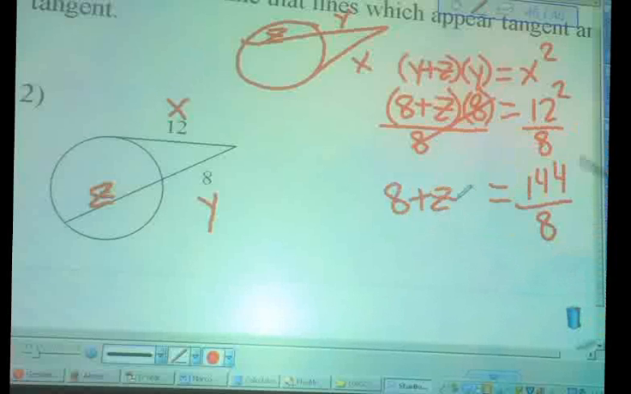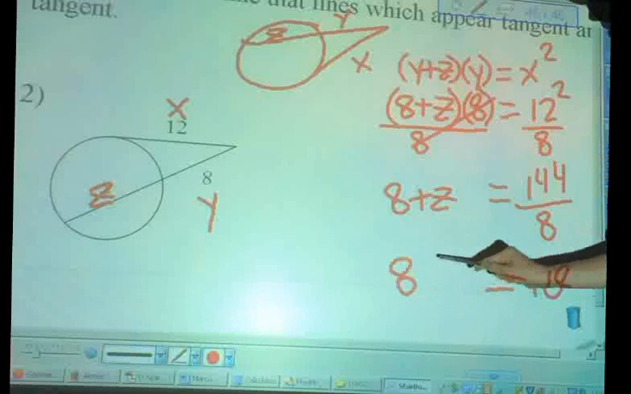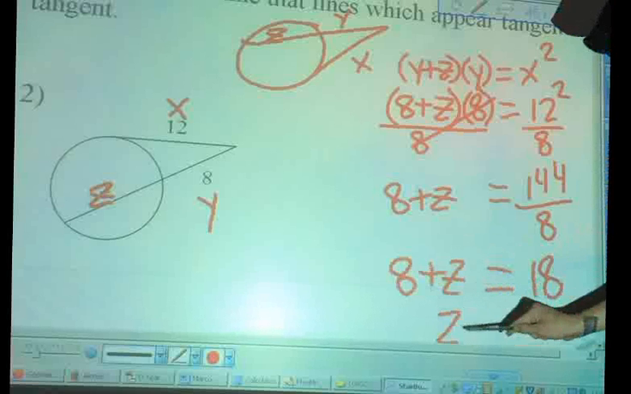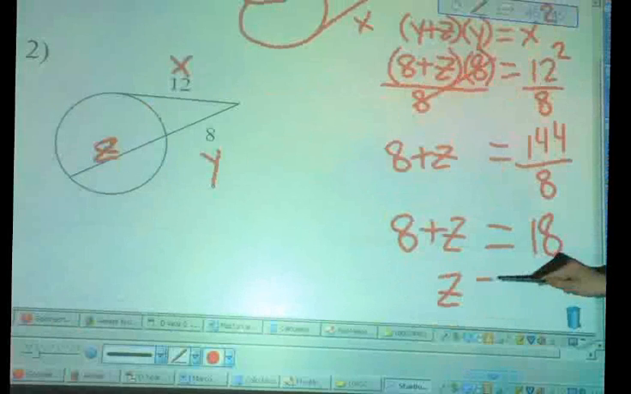So 144 divided by 8, that's half of 144. That gives me, I believe it's going to be 36, right? Or is it 18? Because we get 18, right? Yeah, 18. So you got to cut it in half 3 times. That's really what dividing by 8 means. Chop this number in half 3 times, right? So we get 18. You might be able to do that in your head. And you got 8 plus z equals 18. So I'm going to take 8 from both sides, and we're going to be left with z equals 10. All right? So that's about it.